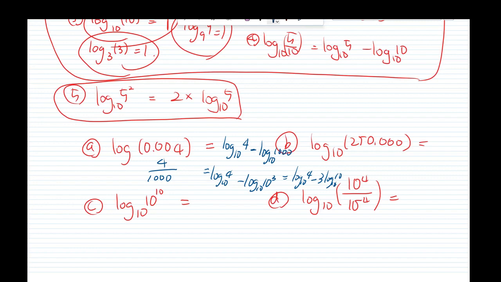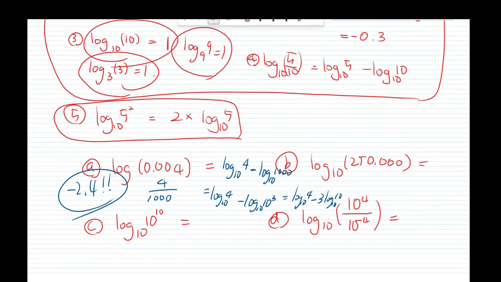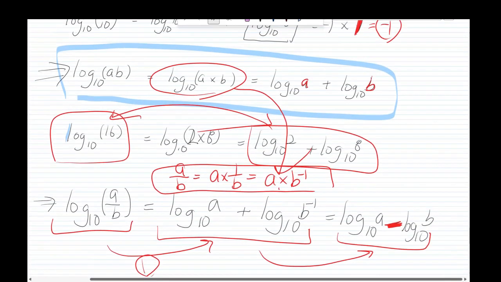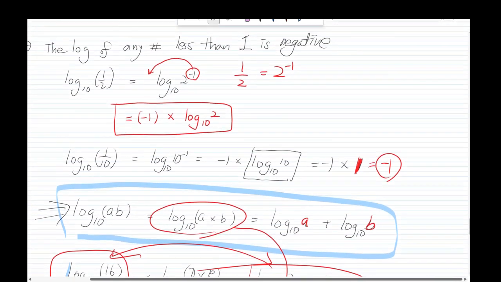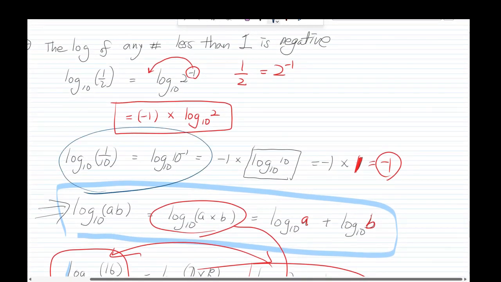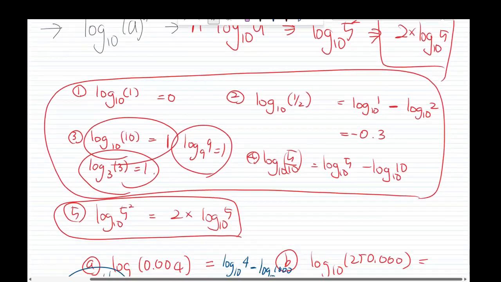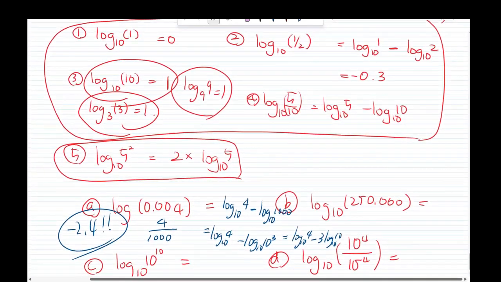So what is the answer? Negative 2.4. Congratulations. So you do log base 10 of 4 minus log base 10 of 1000. Do you remember, go back to the properties, like this one. Okay, any questions? The first question, you understand?